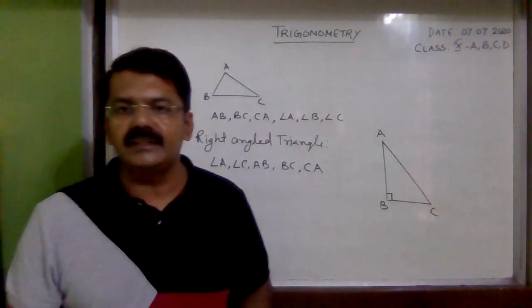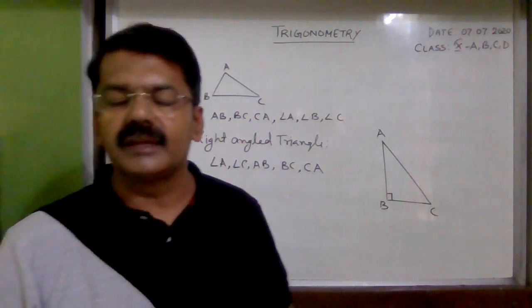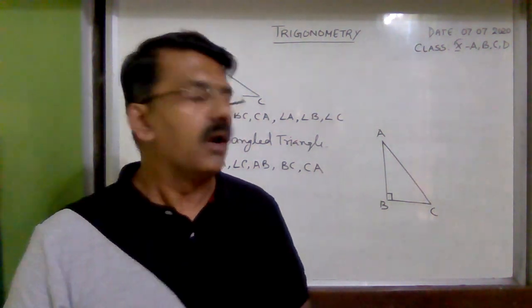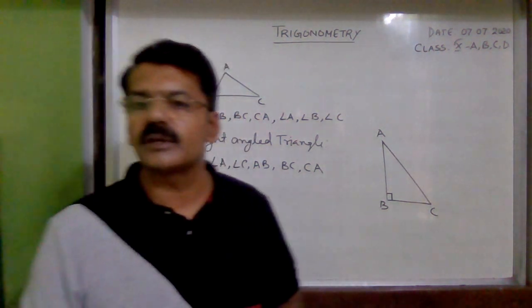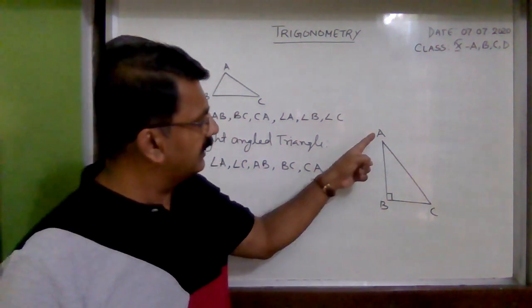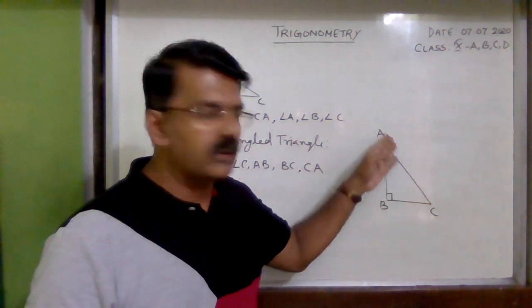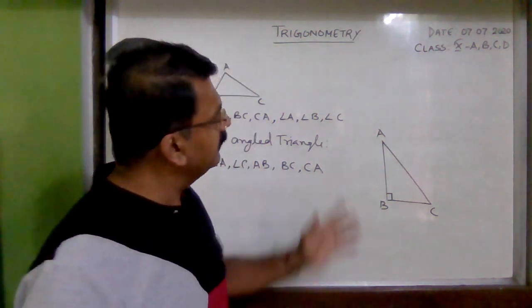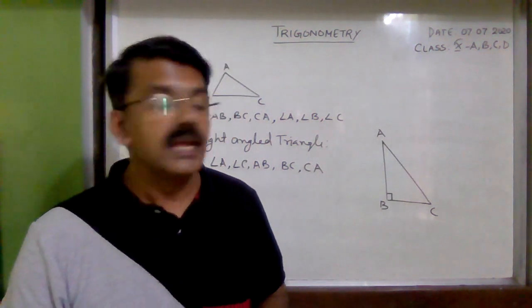Now, as it is a right angle triangle, you know there is a theorem relating all the 3 sides of this triangle, which is called the Pythagoras theorem. All of you know that Pythagoras theorem says that in a right angle triangle, AB square plus BC square is equal to AC square. Okay? So that is a relation between the 3 sides of the triangle.